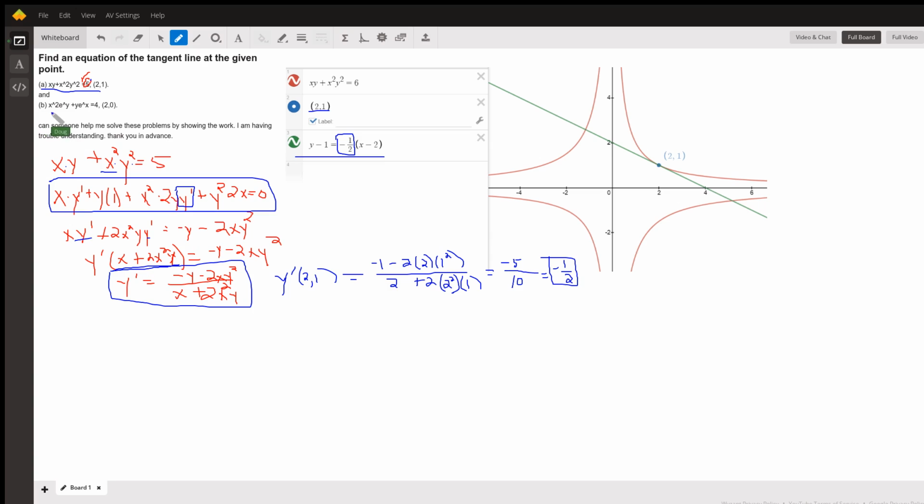Now, part B is similar. I'm going to leave that to you, but we have to use the product rule for each of these terms. You might want to go to Desmos and type in this function to see what it looks like. Make sure that 2, 0 really is on the curve.